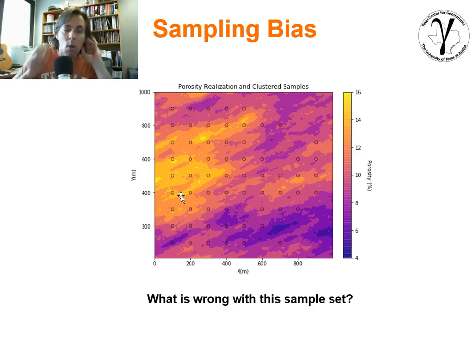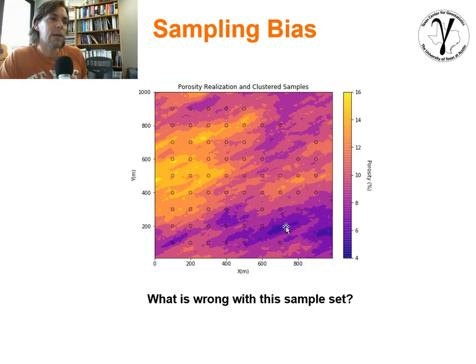So now what's wrong with this sample set? Are there any problems with this sample set? Is there the potential for a sampling bias issue? If you look really carefully, you'll see that we have a regular pattern of sampling, which is good. But there are specific locations where the samples are missing. Here, here, here, and so forth. And if you look, systematically, those samples are missing from the darker colors, the more blue, dark shades, and those are the low porosity values.